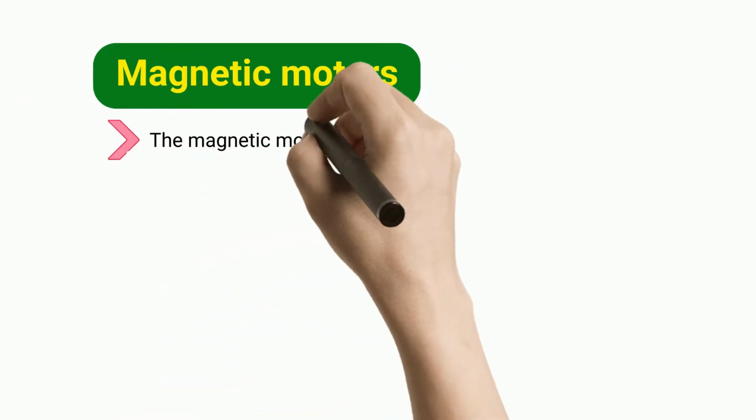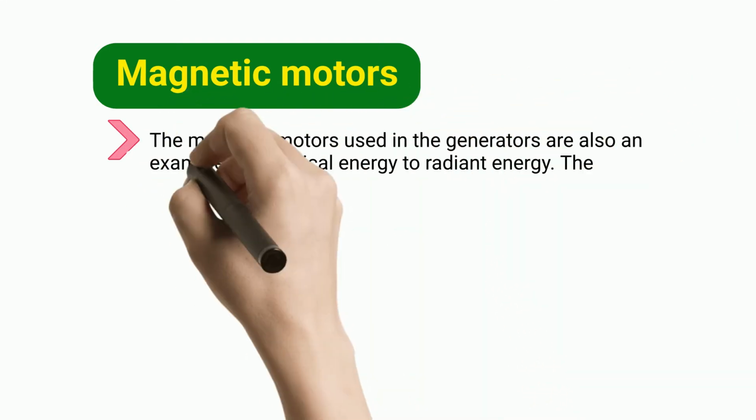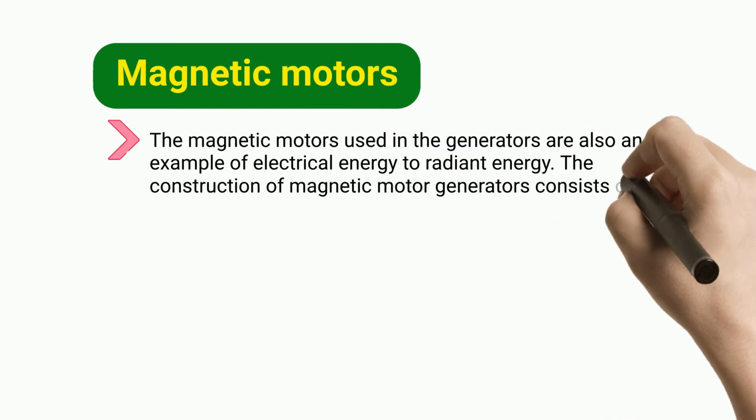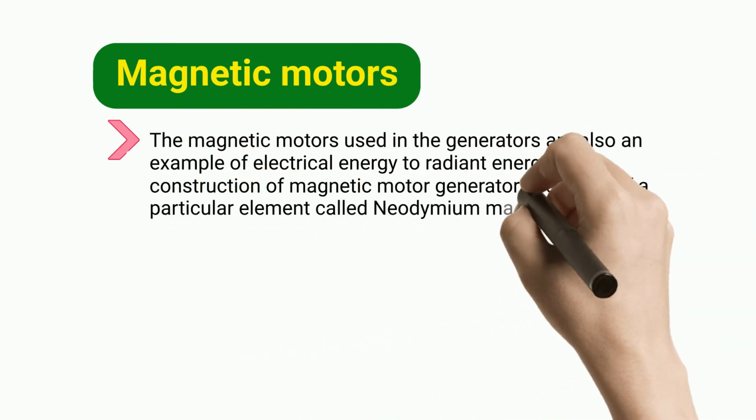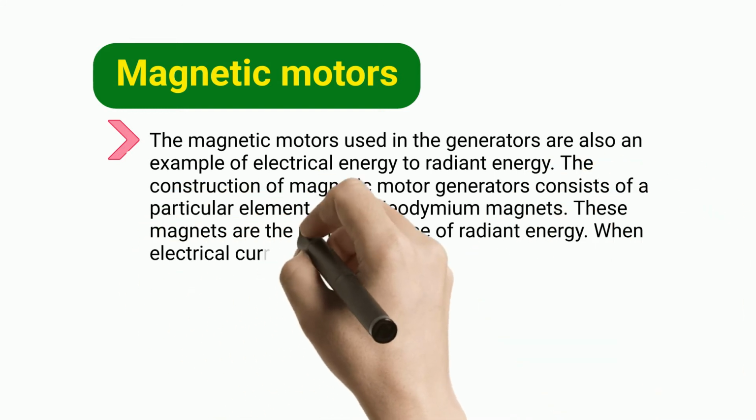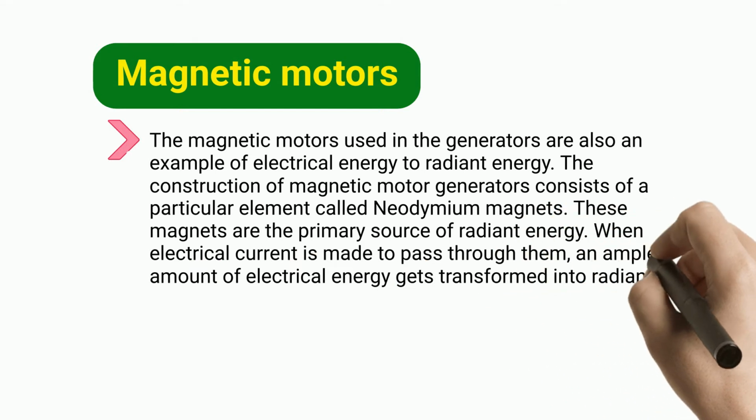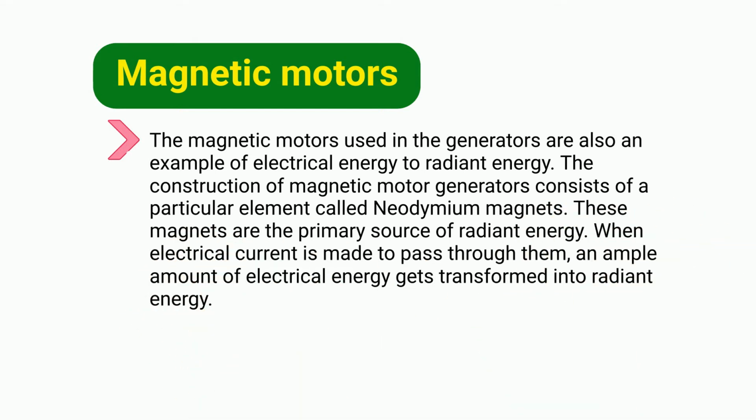Magnetic motors. The magnetic motors used in the generators are also an example of electrical energy to radiant energy. The construction of magnetic motor generators consists of a particular element called neodymium magnets. These magnets are the primary source of radiant energy. When electrical current is made to pass through them, an ample amount of electrical energy gets transformed into radiant energy.